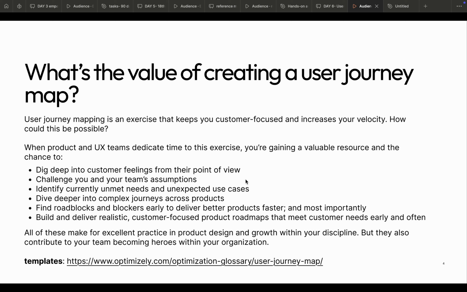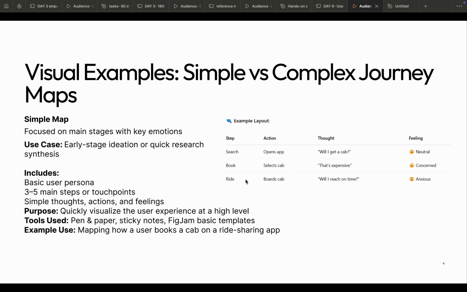So they are going to be the target audience of our app, right? So we are designing only for them. So it is necessary that it's helpful for them. So let's see the visual examples of a simple and a complex user journey map.